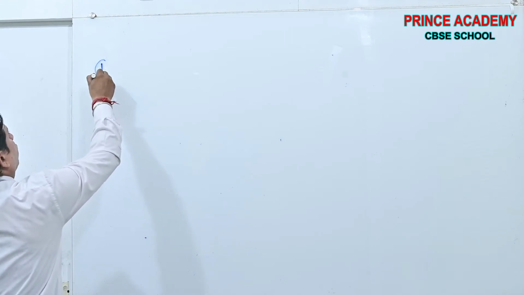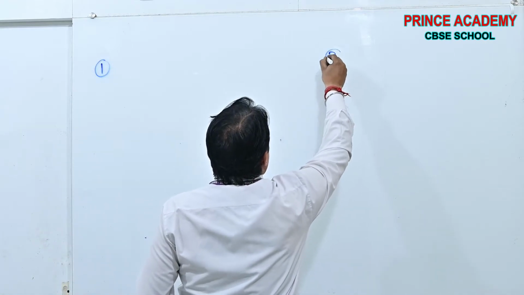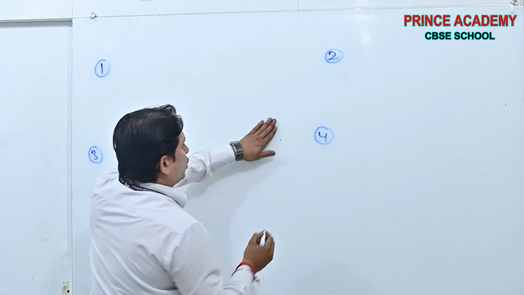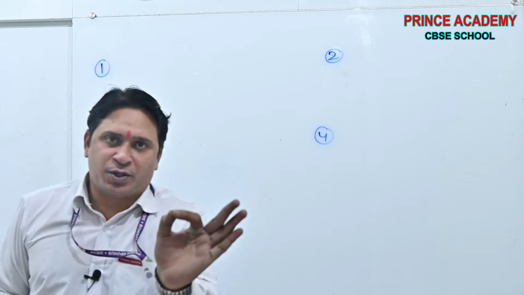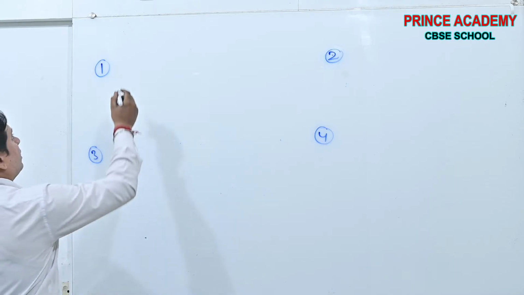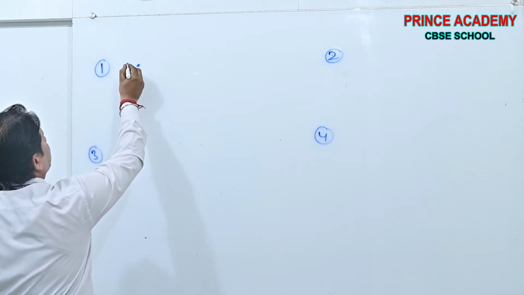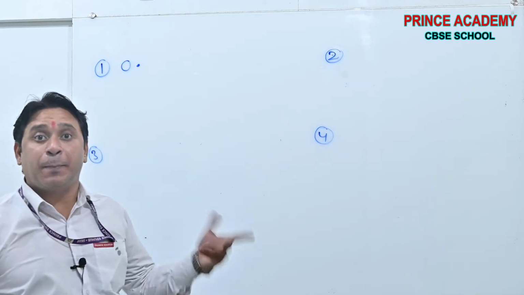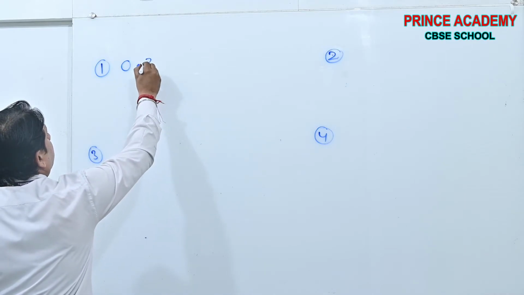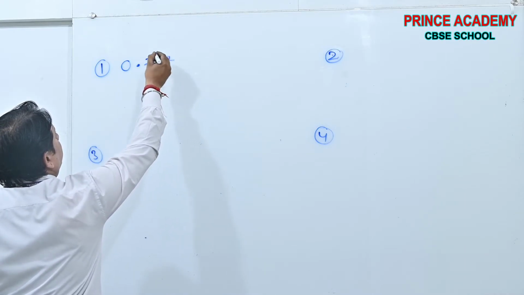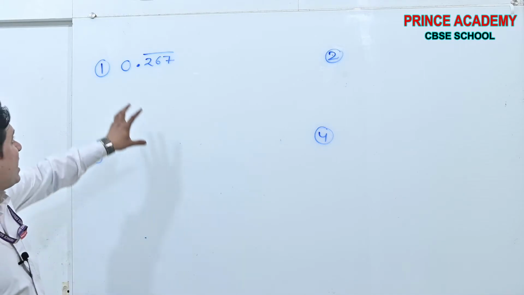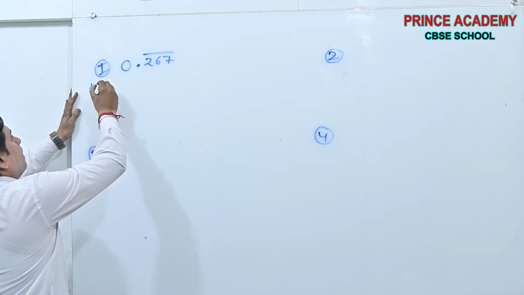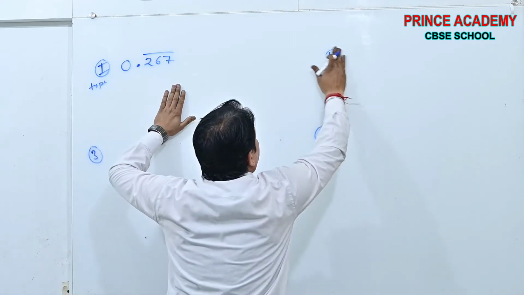See beta, I am writing 4 types of questions here. Number 1 criteria, where before the decimal there is nothing and after the decimal all the digits are repeated like this: 2, 6, 7. Suppose this is the first type beta. This is the first type. This is the second type I will discuss here.